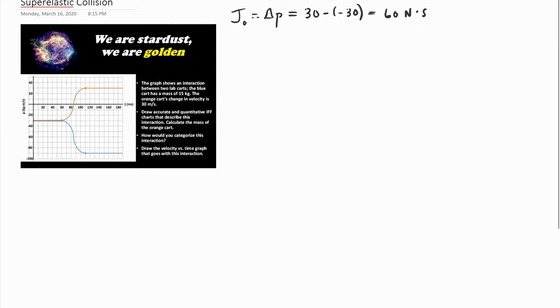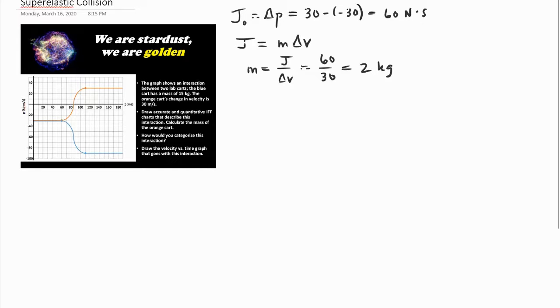So if the orange cart has a change in velocity of 30 meters per second, can we find its mass? Well, yes, because J equals m times delta v. So that means m equals J divided by delta v. So 60 divided by 30, 2 kilograms.